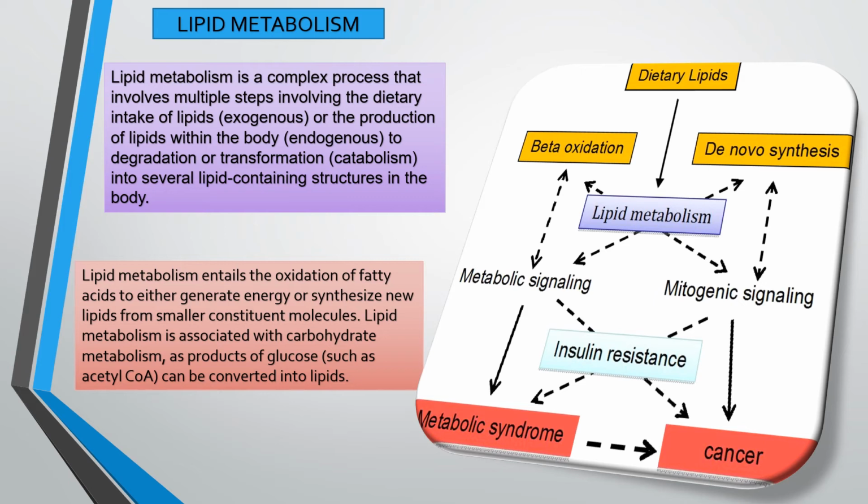You can see in the diagram dietary lipids, beta oxidation, through beta oxidation de novo synthesis, lipid metabolism occurs, metabolic signaling occurs, mitogenic signaling occurs, and insulin resistance. Metabolic signaling actually relates with metabolic syndrome, and mitogenic signaling relates with cancer.